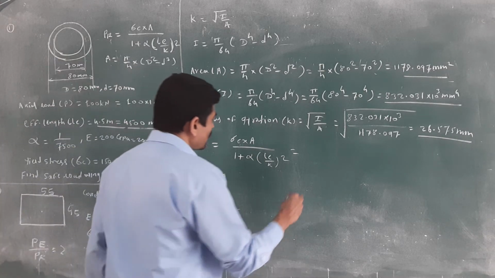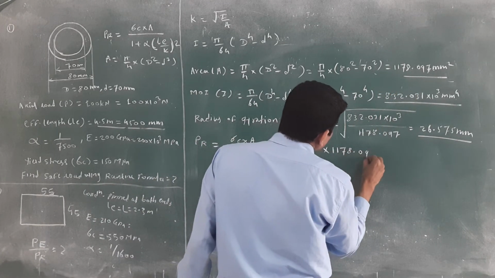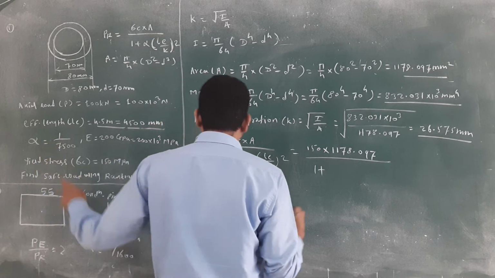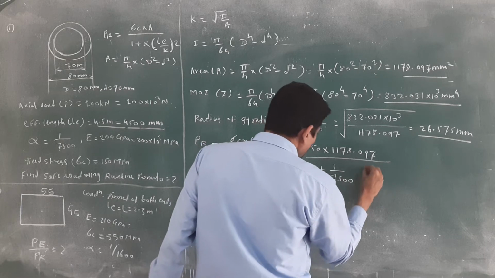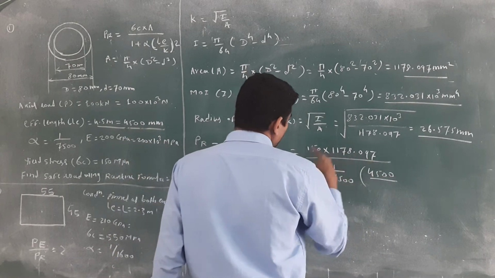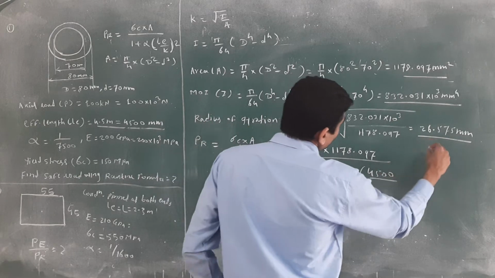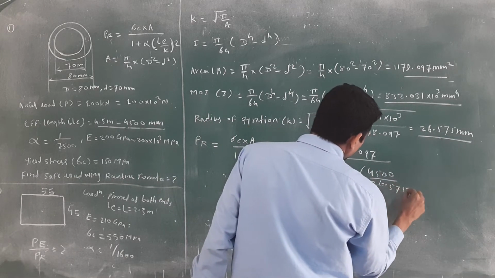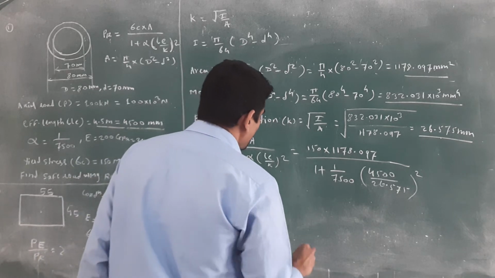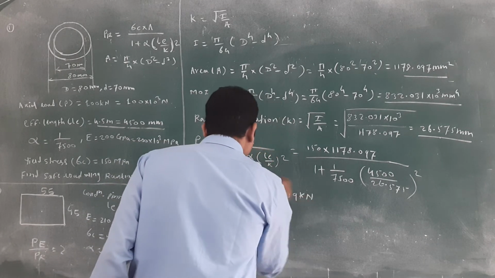Sigma C is equal to 150 MPa. 150 into the area, which we have calculated, 1178.097, divided by 1 plus the Rankine constant alpha, 1 divided by 7500, into LE, 4500. You should change the unit, because all values we have taken in mm. That's why you have to convert this meter into mm. Divided by K, which we have calculated, 26.575 square. If you do the calculations and check the PR value, you will get 36.639 kilonewton. Very simple.